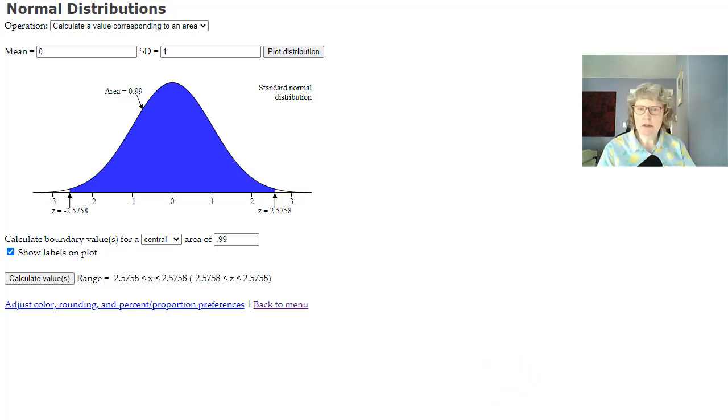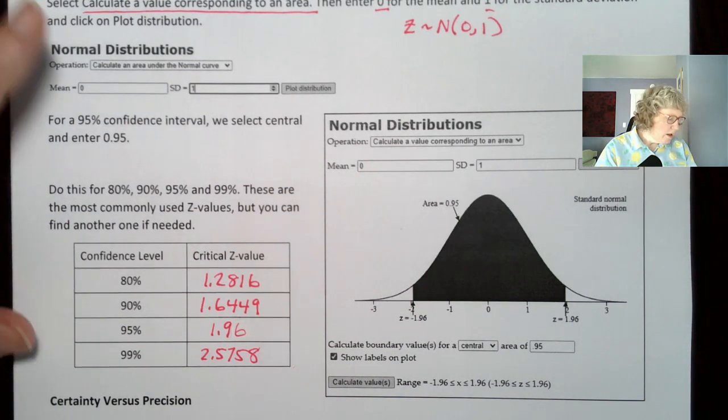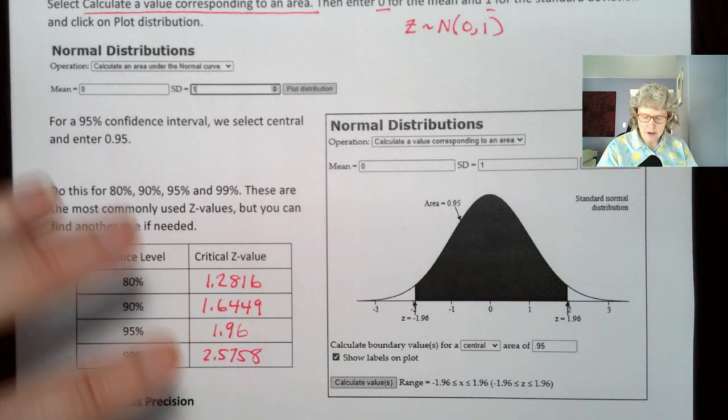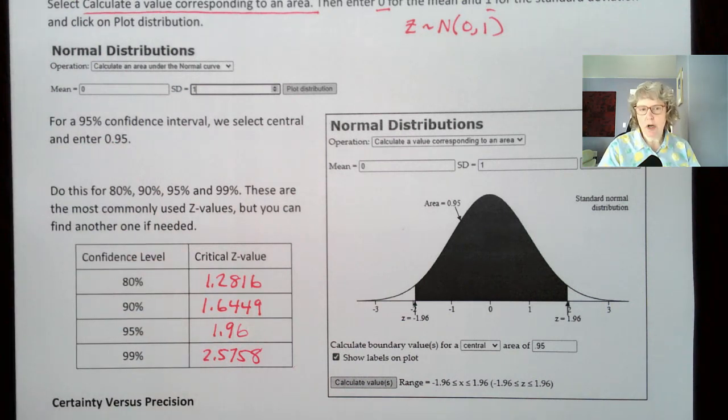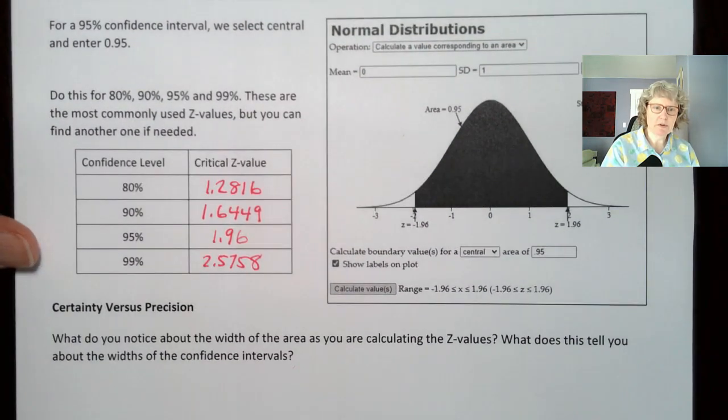Okay, so to capture the middle 99% of the values, we need to go out 2.5758 standard errors or standard deviations, depending on the context. Okay, so those are the most common. Let me go back to the notes. Those are the most commonly used critical z-values. So feel free to use this chart anytime. If you're given a different one, like 92 or 87, then you can use this method to find it yourself, okay? Okay, and now I've got a little part down below here about certainty versus precision.